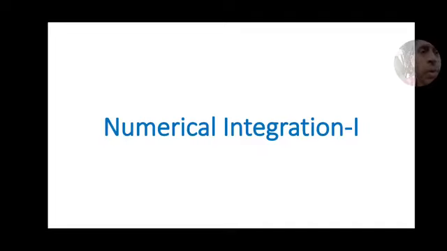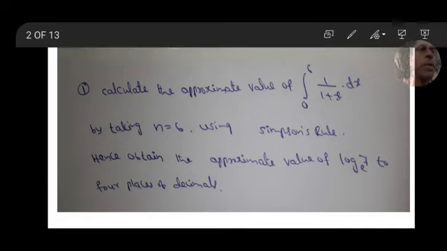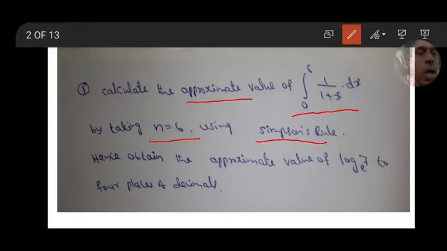Afternoon students, today we are doing some more problems on numerical integration, that is Simpson's rule and trapezoidal rule. First problem for today's class: calculate the approximate value of the integral from 0 to 6 of 1 by 1 plus x dx by taking n equal to 6 using Simpson's rule.